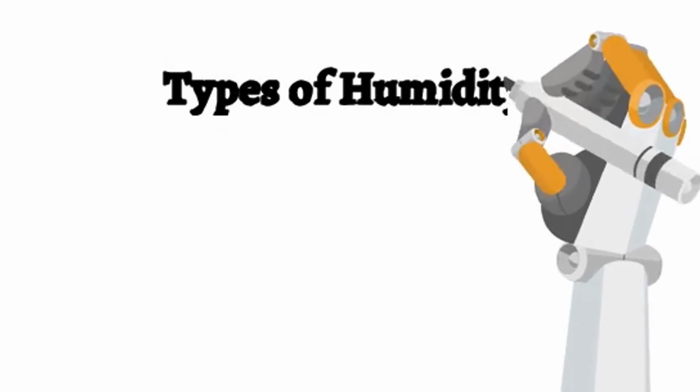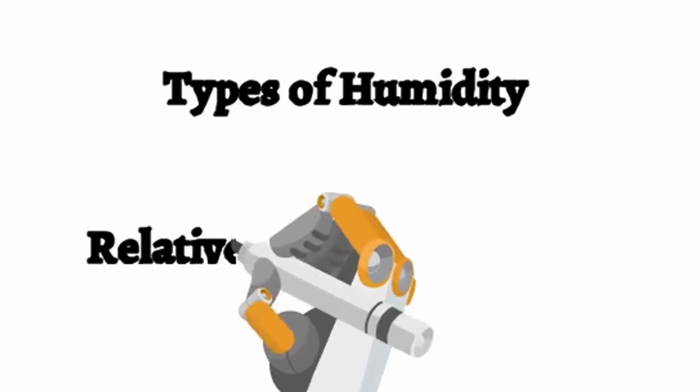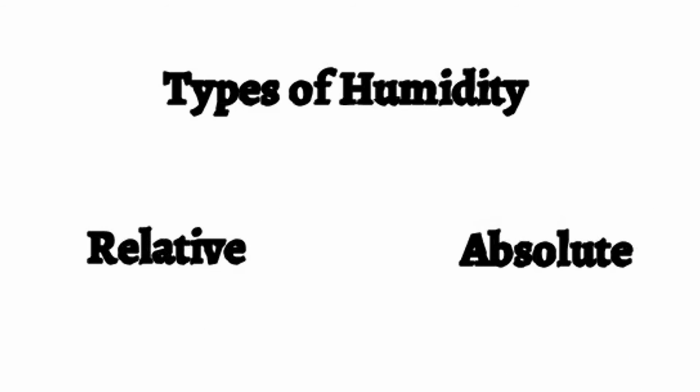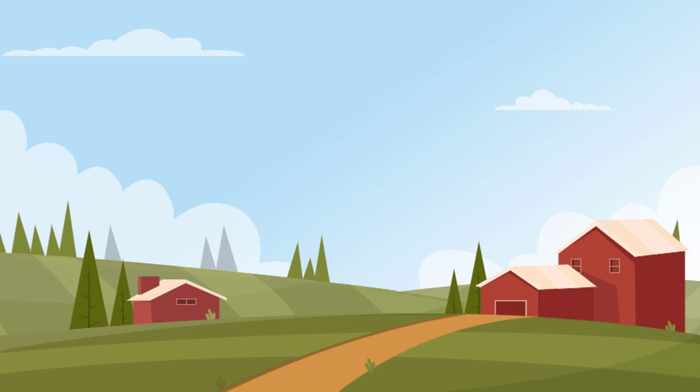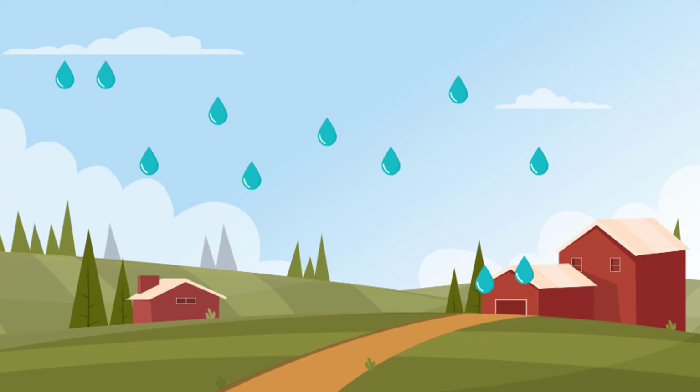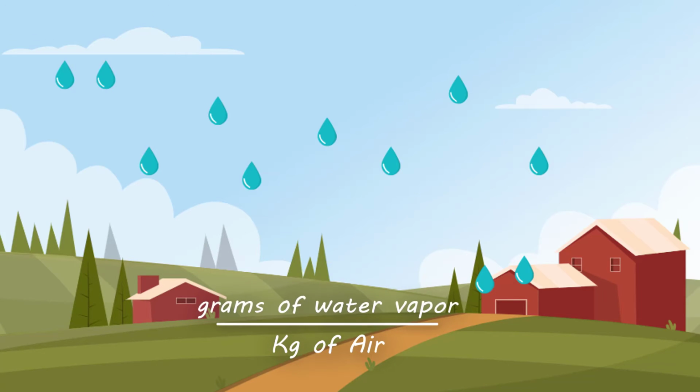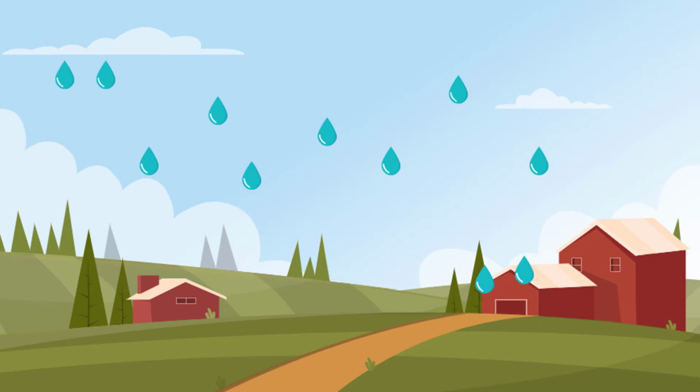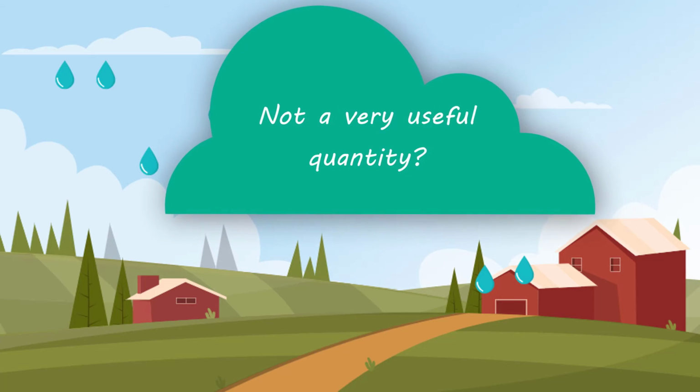There are two types of humidity, relative humidity and absolute humidity. The absolute humidity is defined as the grams of water dissolved in the air divided by the total mass of the air in which the water has been dissolved. But in relation to the weather applications, this is not a very useful quantity. A more interesting quantity is called the relative humidity.